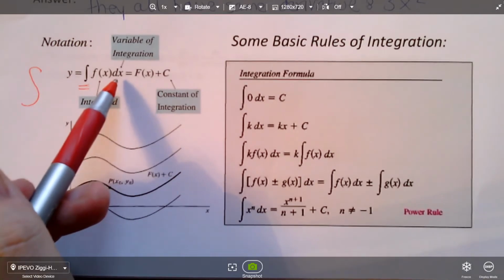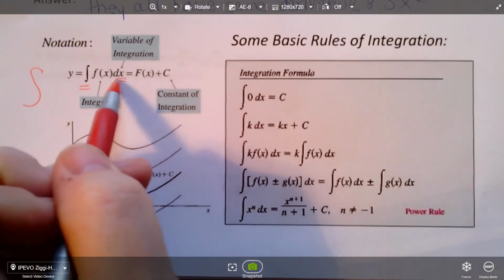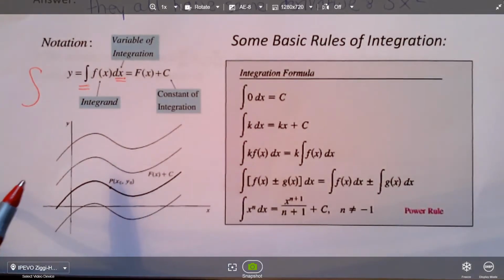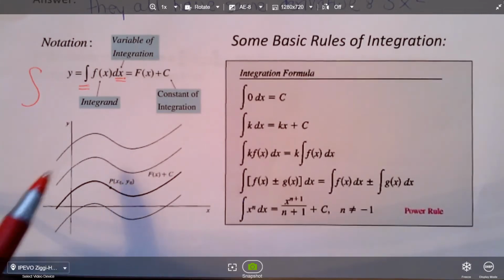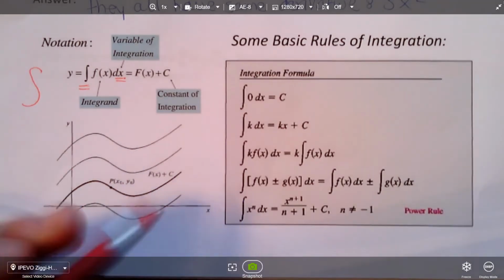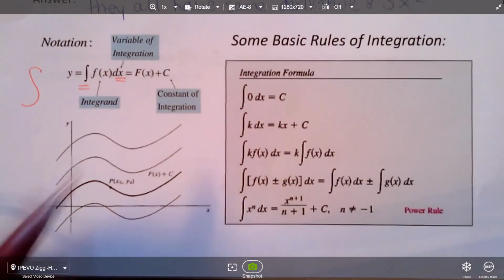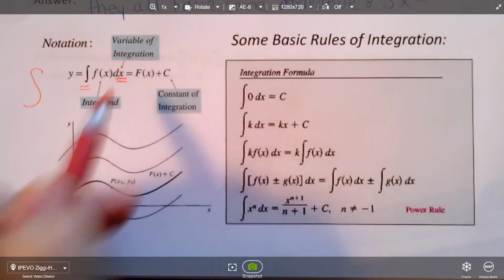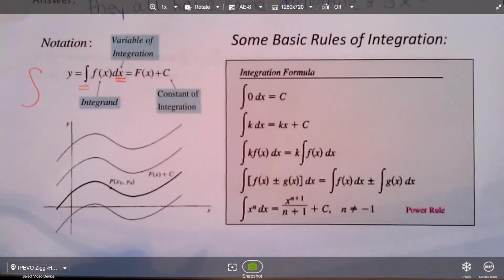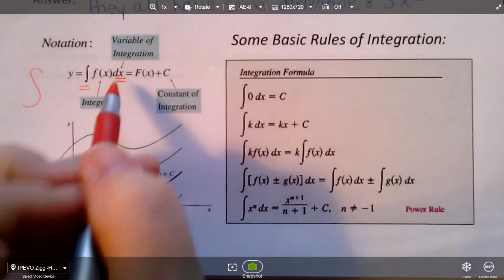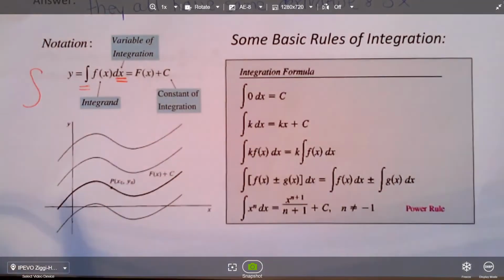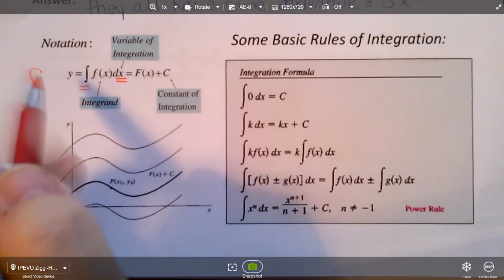So just like with derivatives, this variable is very important. This is the one that you are saying you should treat as a variable. The rest should be treated as constants or coefficients. So it's entirely possible that you have multiple variables in a formula, but if you want to integrate over a specific one, in this case x, you need to make sure that that's the letter in the dx. So pay close attention to that dx. It has to be there, and it has to be for the letter you are integrating over. So make sure that's there.